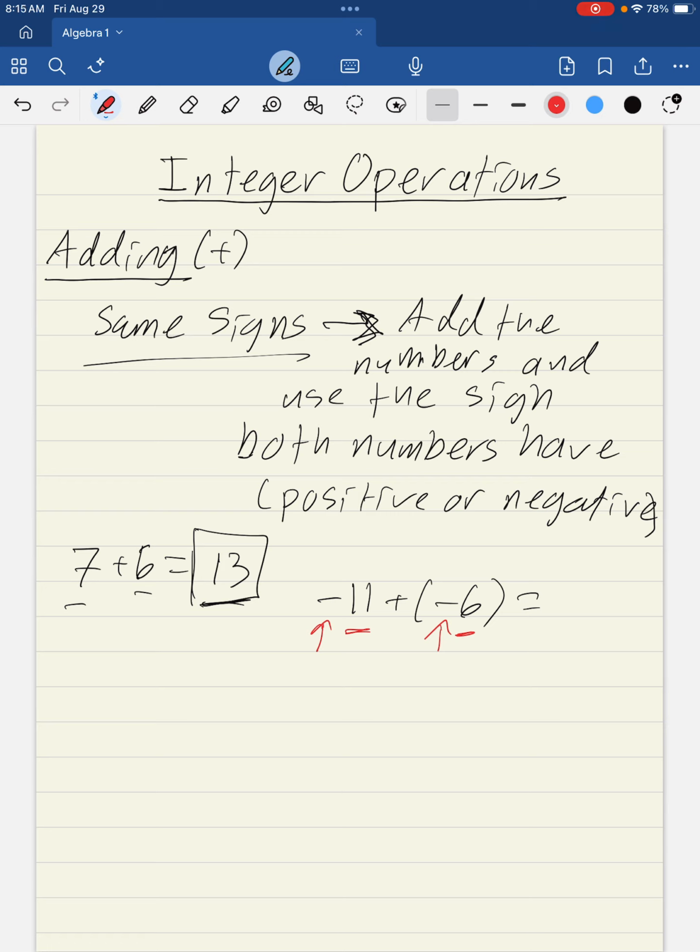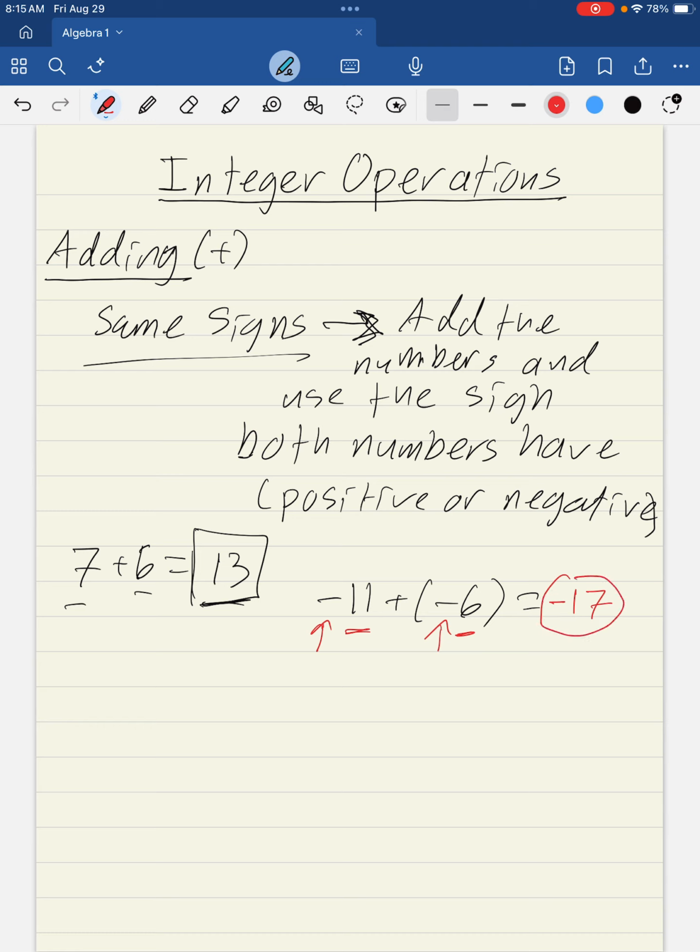I'm just looking at the numbers, the numbers 11 and 6. So I say, okay, 11 and 6 make 17. And then I use the sign that both the numbers have. Both of them have negatives. So the answer to this has got to be negative 17.